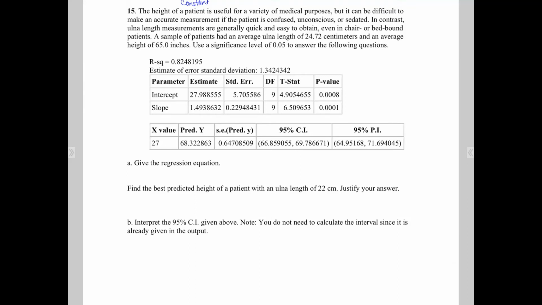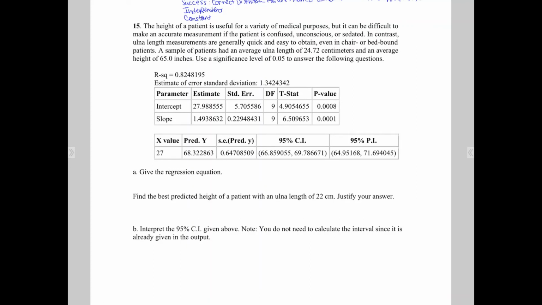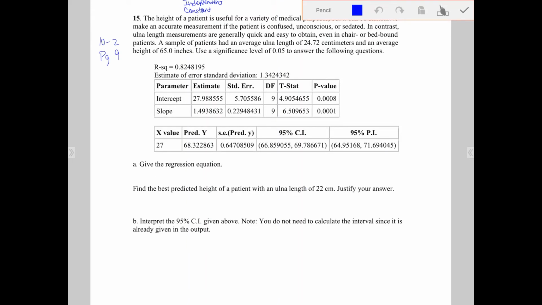Says the height of a patient is useful for a variety of medical purposes, but it can be difficult to make an accurate measurement if the patient is confused, unconscious, or sedated. In contrast, ulna length measurements are generally quick and easy to obtain, even in chair or bedbound patients. A sample of patients had an average ulna length of 24.72 centimeters and an average height of 65 inches. Use a significance level of 0.05 to answer the following questions. And then there you've got a StatCrunch output that we're going to be looking at. So this is chapter 10. And I found this on page 9 of our last set of notes.